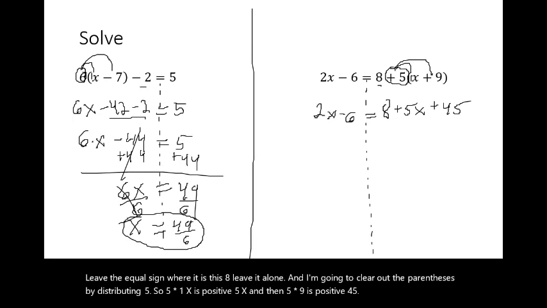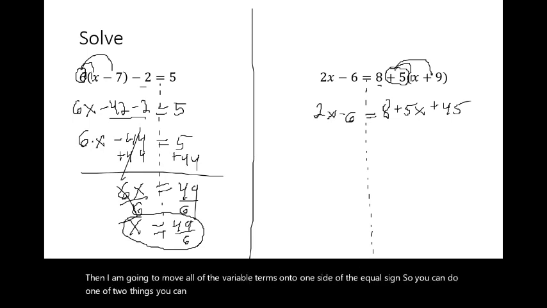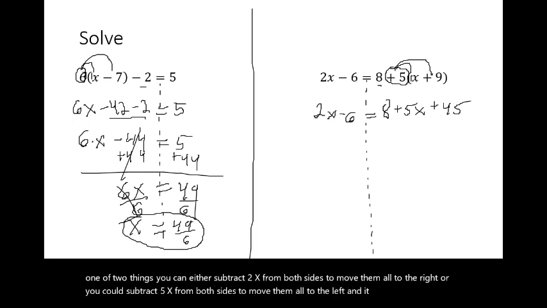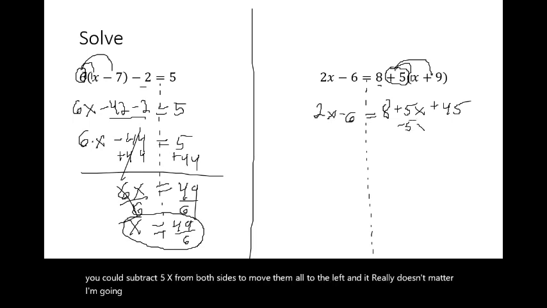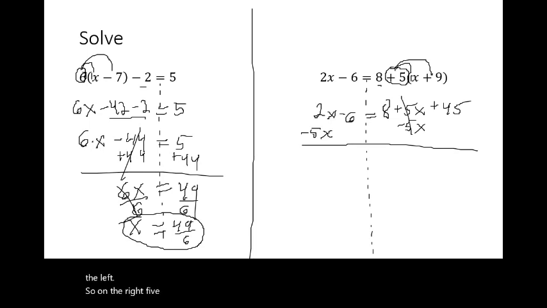Then I am going to move all of the variable terms onto one side of the equal sign. So you can do one of two things. You can either subtract 2x from both sides to move them all to the right, or you could subtract 5x from both sides to move them all to the left, and it really doesn't matter. I'm going to subtract 5x from both sides of the equal sign so that all of the x terms are now on the left. So on the right, 5x minus 5x is 0.